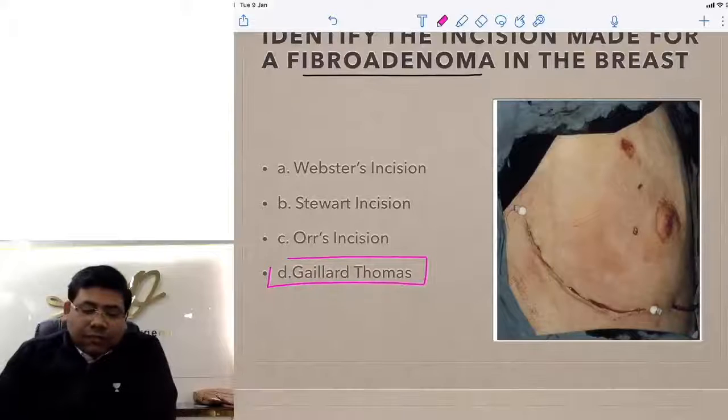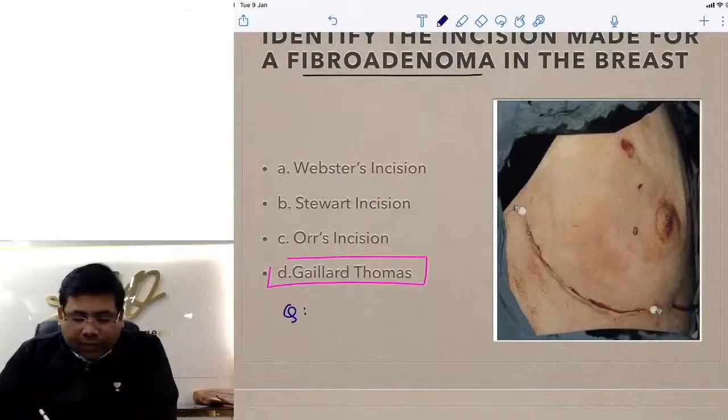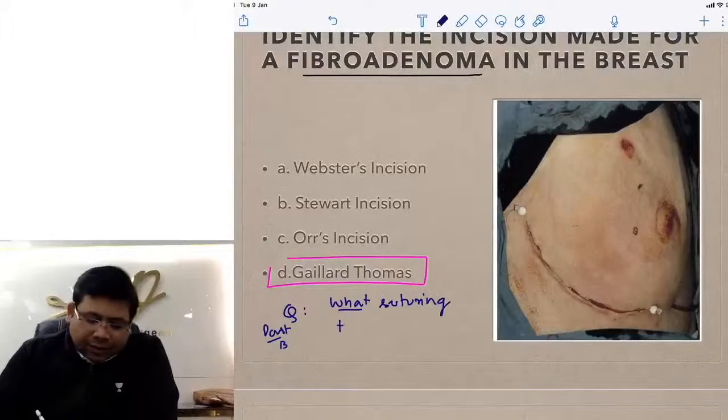Now I'm going to ask one more question in this question. This is part B. Again you will answer. What suturing technique has been used?